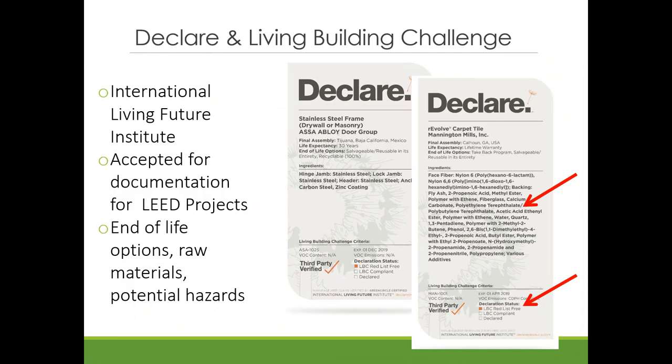So what needs to be done here is, if you are interested in understanding these chemicals and what the hazards are, you're going to have to run all these through some kind of screening tool like Pharos or ToxNot. I will say that there are specific requirements around the Declare and the Living Building Challenge. The Declare labels do need to be disclosed down to 100 parts per million instead of 1,000 parts per million like an HPD, although HPDs can be 100 parts per million.